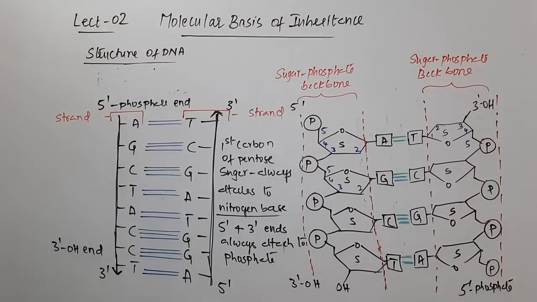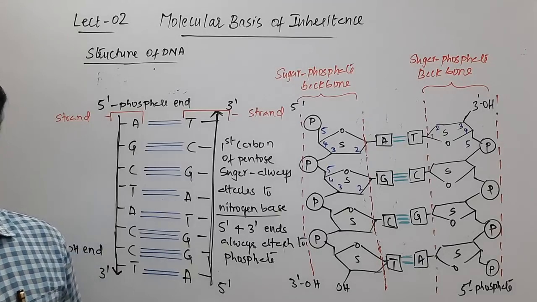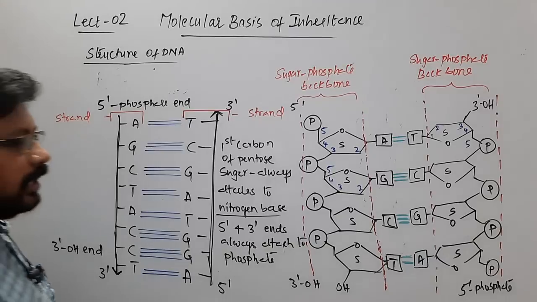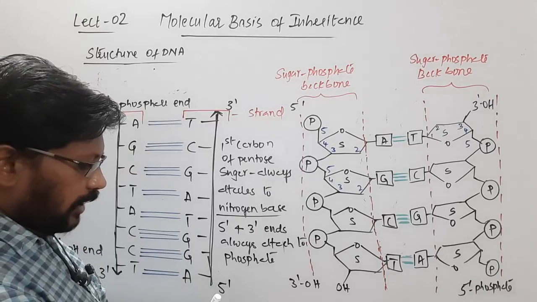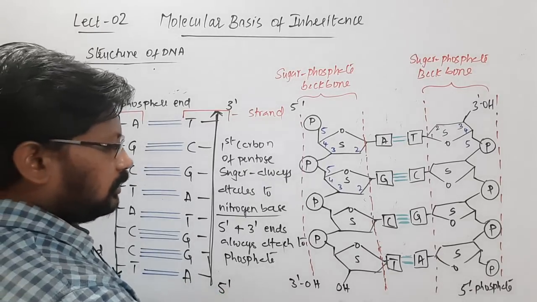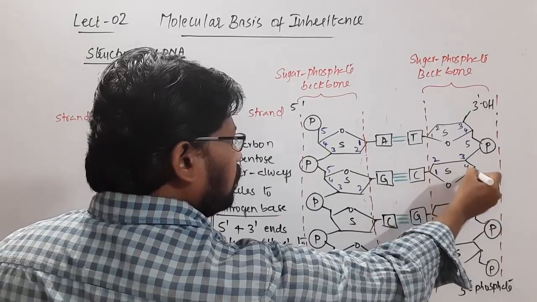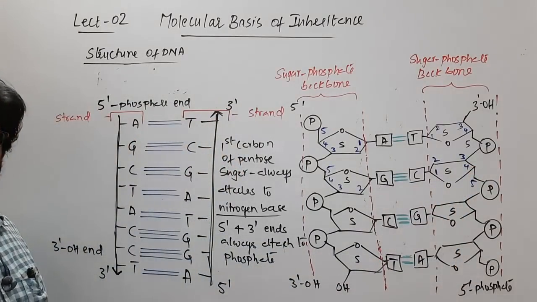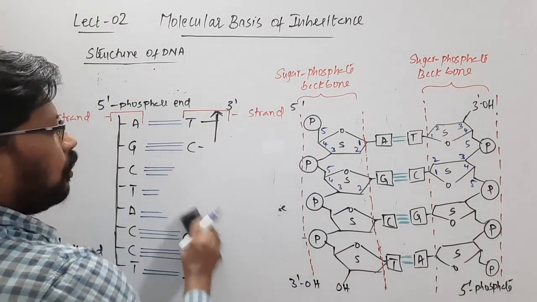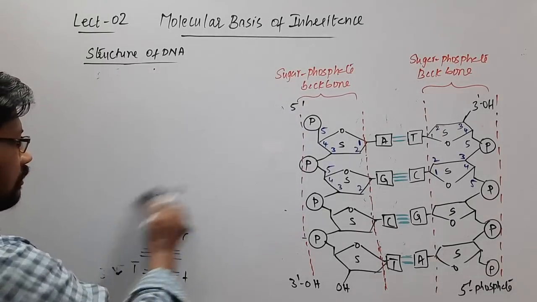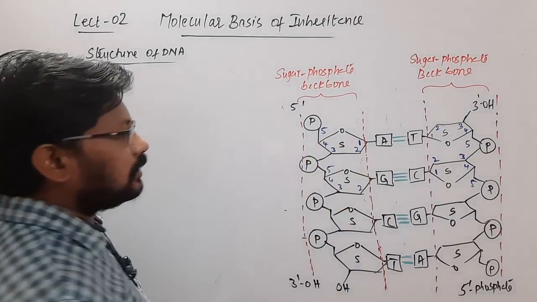So we find there are 2 sugar phosphate backbones in a double stranded DNA molecule. Here it's clear, as I told you, that the first carbon of the pentose sugar attaches to the nitrogen base. This is the first carbon. Here also the same: first carbon, this is the second, third, fourth and fifth carbon. Now let's see other bonds that exist between the pentose sugar and nitrogen base and pentose sugar and phosphate.